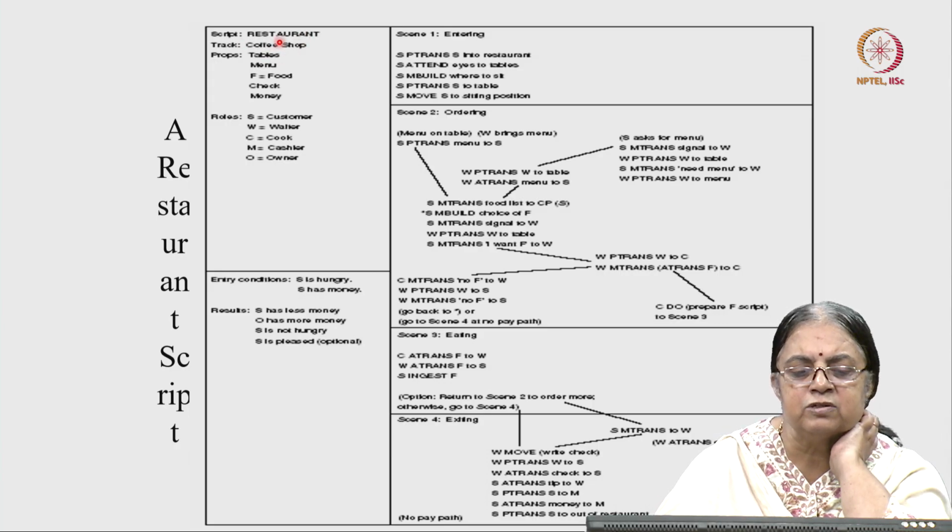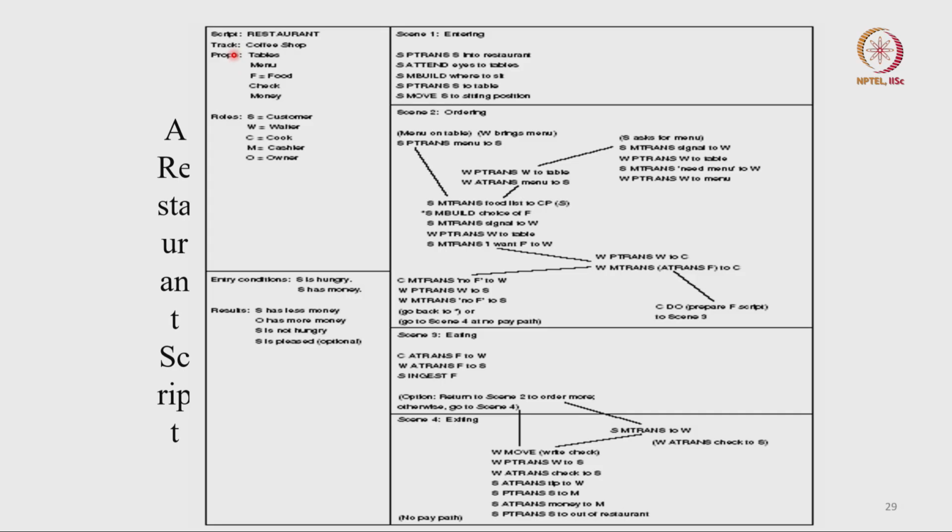This is the script which is called the restaurant, and the props that are used here are things like menu, money, check, etc., right. The roles that are there are the cashier, the cook, the waiter, the owner, okay, all these are the roles that you are using. And what is the entry condition? The entry condition is that the person is hungry and he has money.